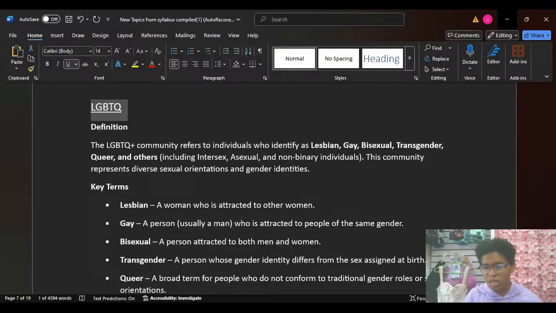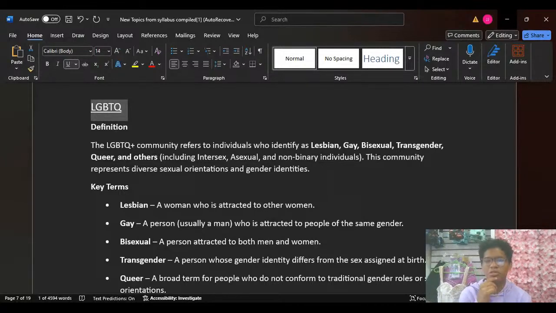So this is a new topic that I really want to highlight, which is the LGBTQ, right? The LGBT community refers to individuals who identify as lesbian, gay, bisexual, transgender, queer, and others, including intersex, asexual, and non-binary individuals. This community represents diverse sexual orientations and gender identities.